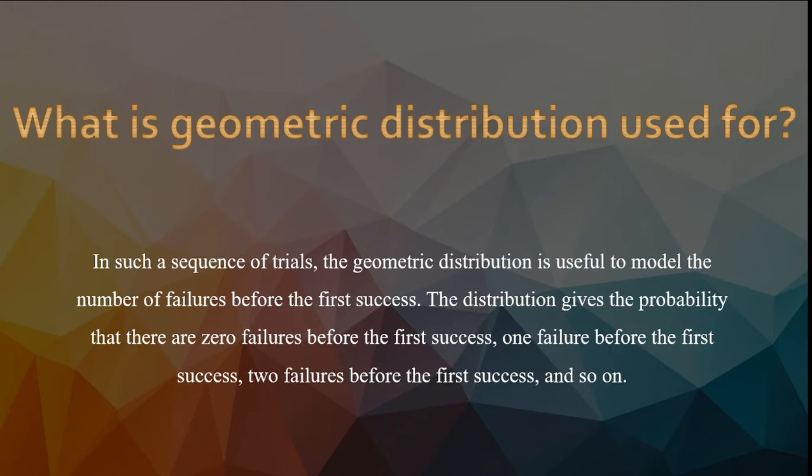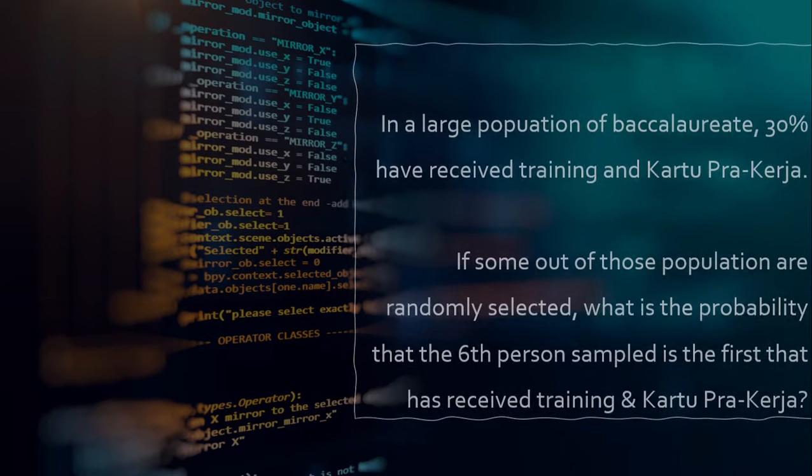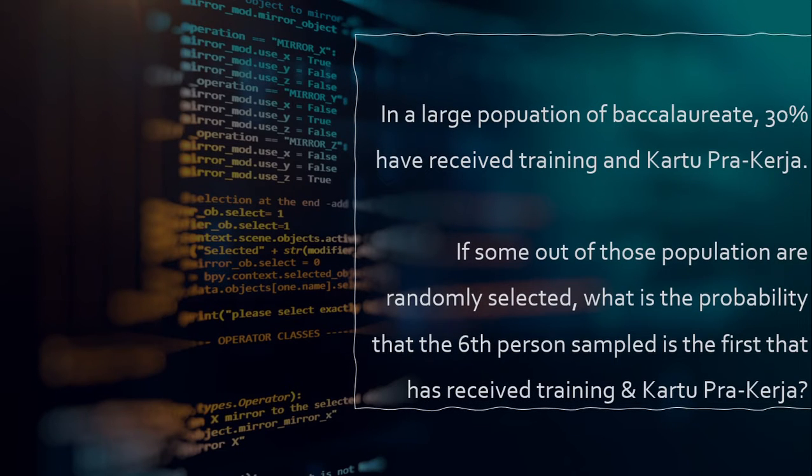What is the geometric distribution used for? In such a sequence of trials, geometric distribution is useful to model the number of failures before the first success. The distribution gives the probability that there are 0 failures before the first success, 1 failure before the first success, 2 failures before the first success, and so on. Let's jump straight into the real cases of those.